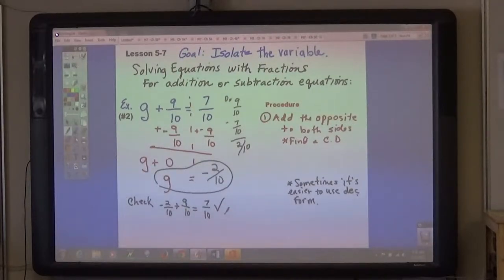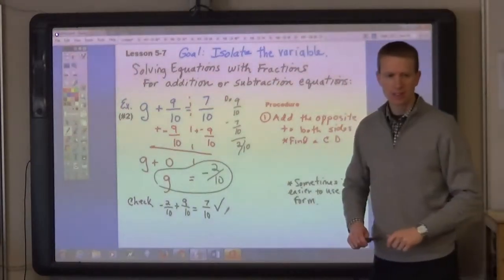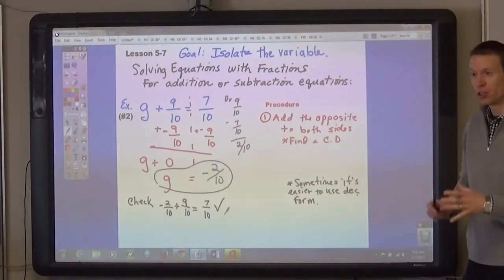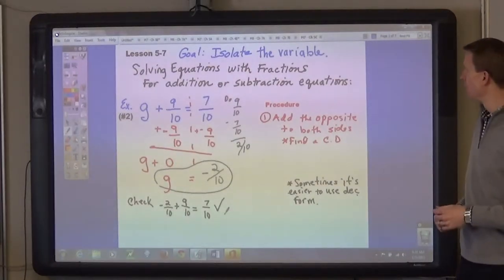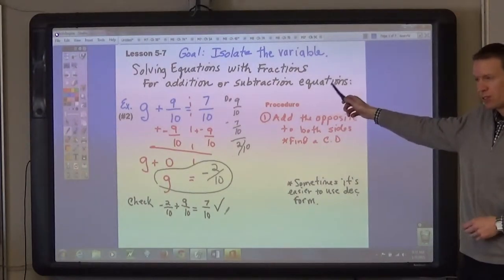7th graders, here's our lesson on 5-7. In 5-7, we're going to be solving equations, and we're going to be reviewing the same process that we did before. It's just a one-step equation. If you have a variable plus a number equals another number.